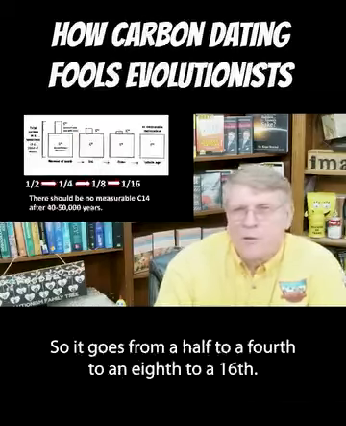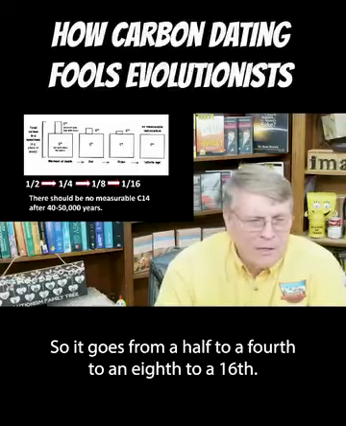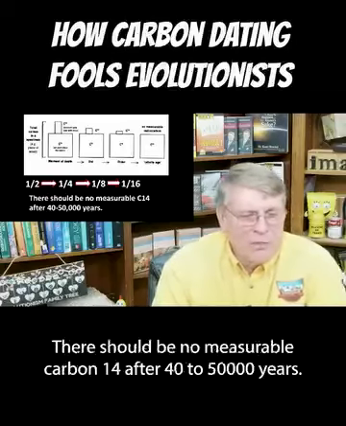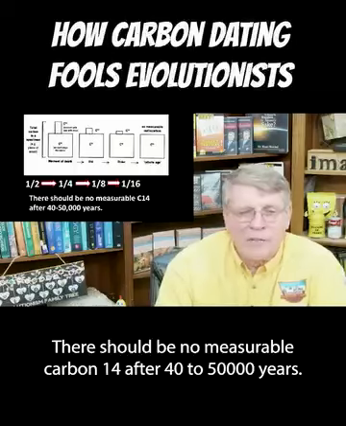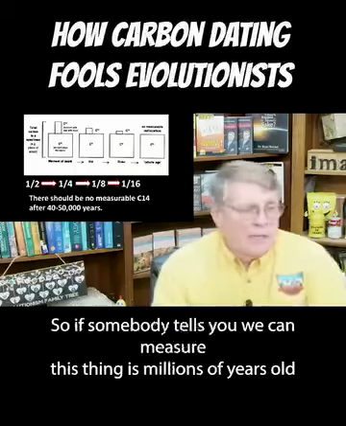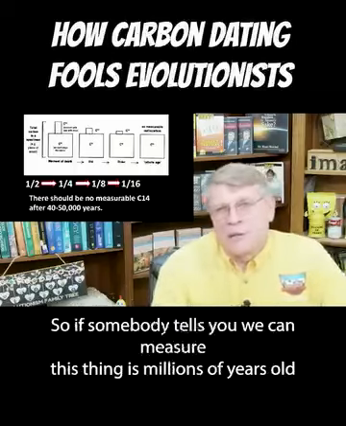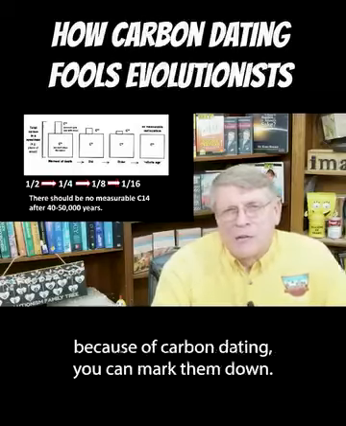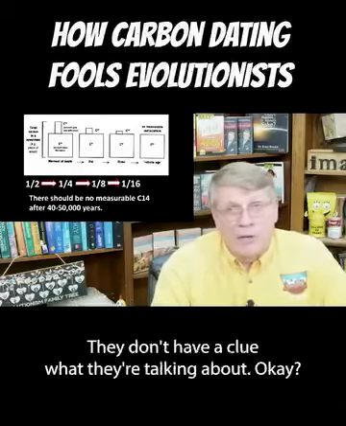So it goes from a half to a fourth to an eighth to a 16th. There should be no measurable carbon-14 after 40 to 50,000 years. So if somebody tells you we can measure this thing as millions of years old because of carbon dating, you can mark them down. They don't have a clue what they're talking about, okay?